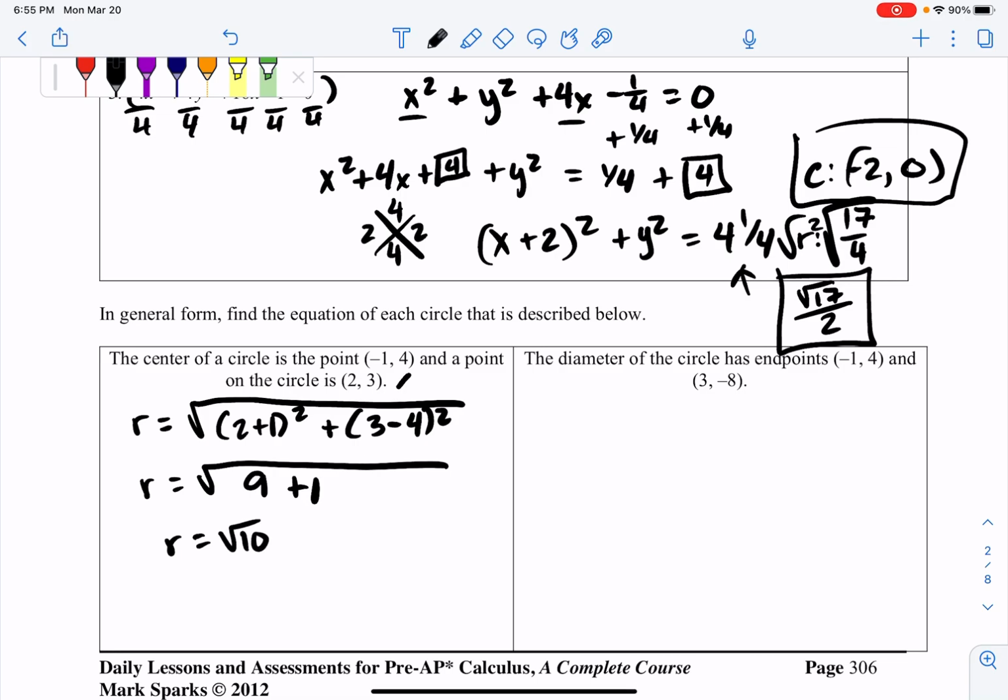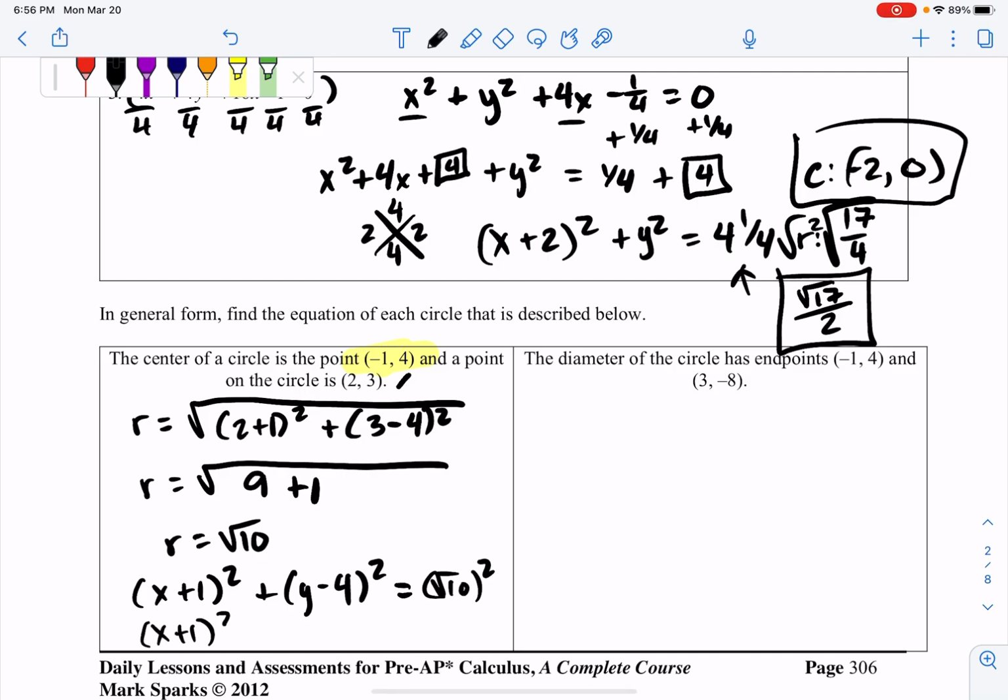Great. So now we plug this into our formula, and we get x. Again, the center here was -1, 4. So we're going to do x plus 1 squared plus y minus 4 squared equals the square root of 10 squared, which is just going to be 10. So now we have x plus 1 squared plus y minus 4 squared equals 10.